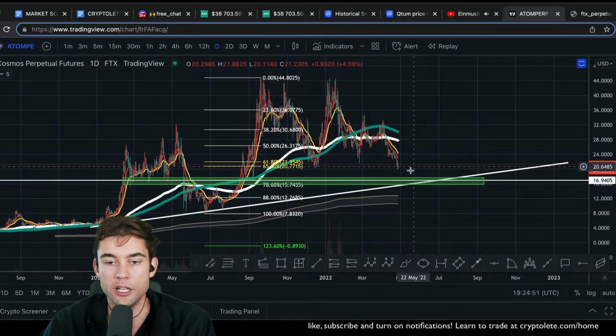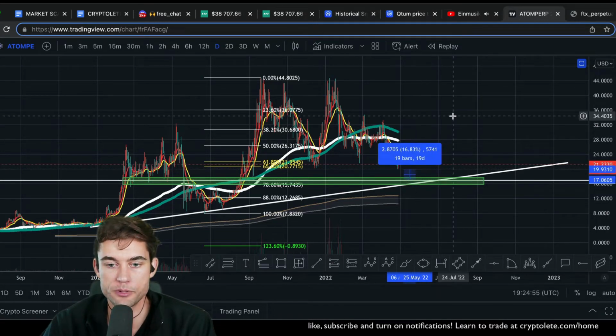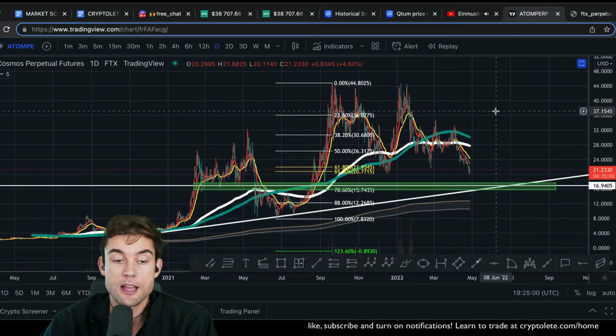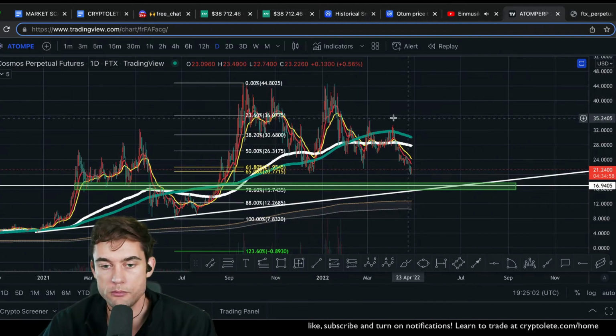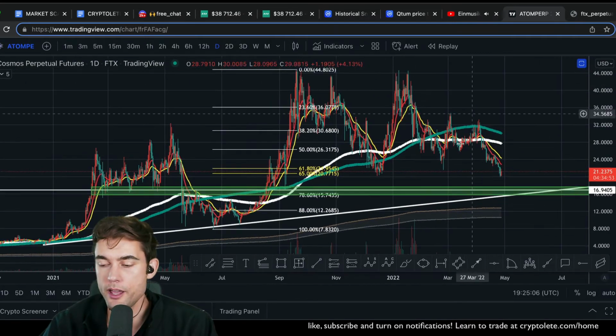I would bet a lot of money that we're going to see a minimum 16% jump from this green box for Atom. So this is actually a coin that I would put a trade on, and I'm going to.